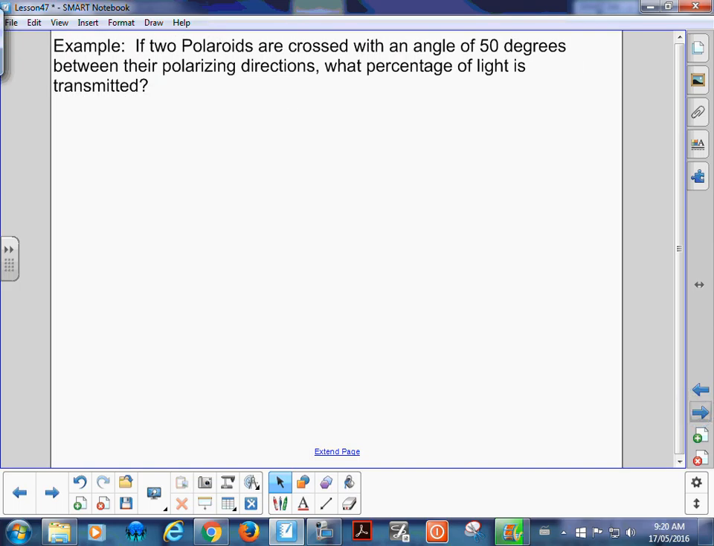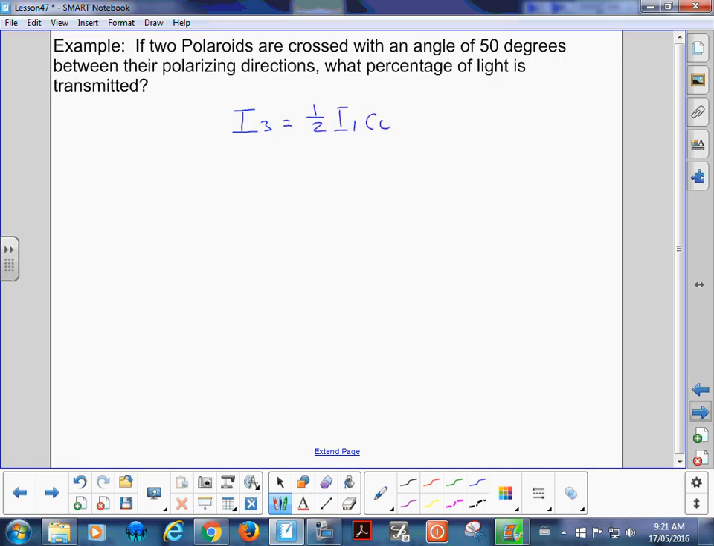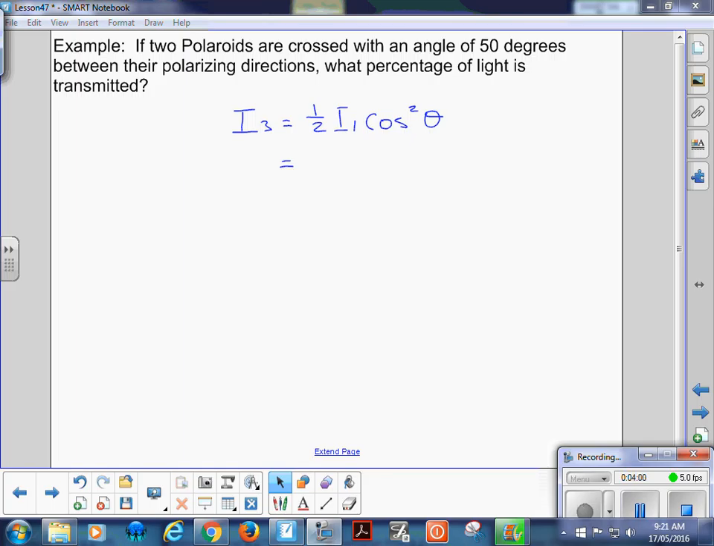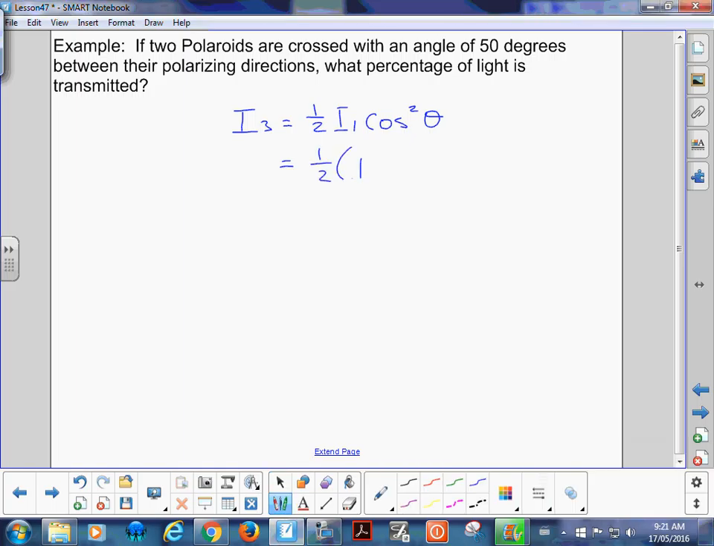So I have a quick example here to finish up Polaroids. Two Polaroids are crossed with an angle of 50 degrees between their polarizing directions. What percentage of light is transmitted? So we are looking for I3, and it is 1/2 I1 cos squared theta. Plugging this into the equation, we can just do the calculation. 1/2 I1, I'm just going to keep it in brackets. I'm going to write cos 50 squared just to remind you that you do the trig first.